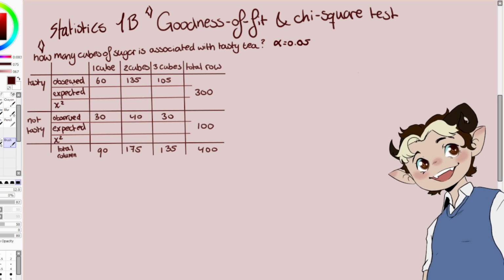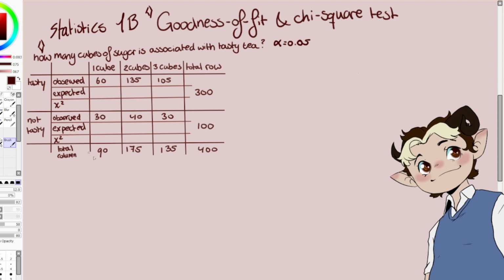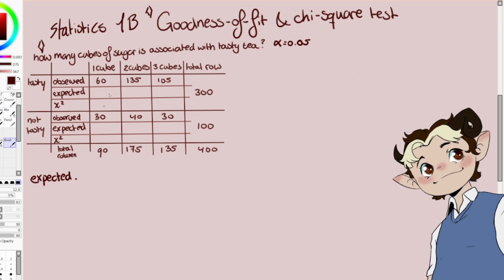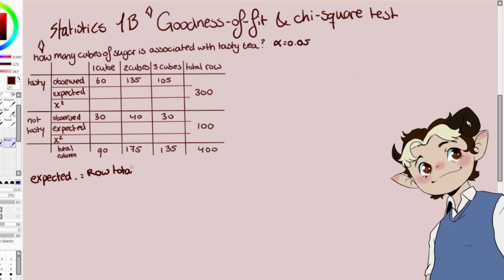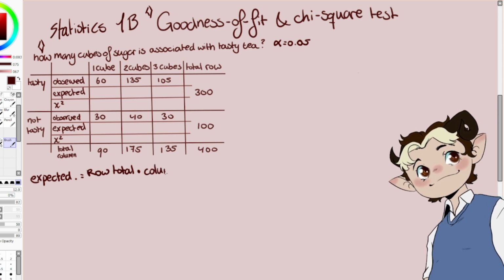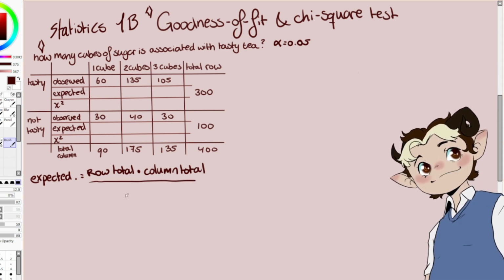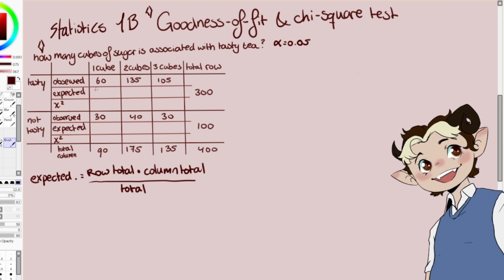So let's get started by getting that expected. In our goodness of fit, it was literally just that percentage times our n. Well, we can't do that percentage anymore because we have more variables. So what do we do? Well, we find the expected by taking our row total and we times that by our column total, and we divide that by our total, which is the 400. So let's go and find every single one of these expected values.